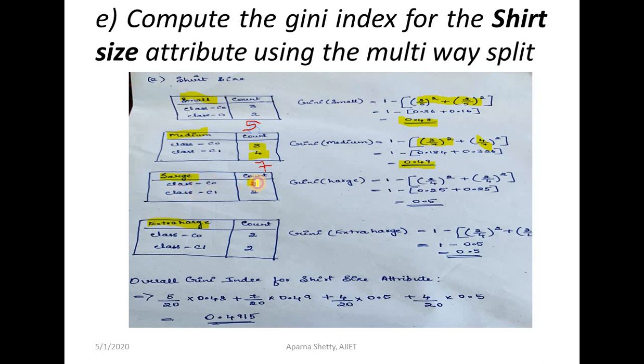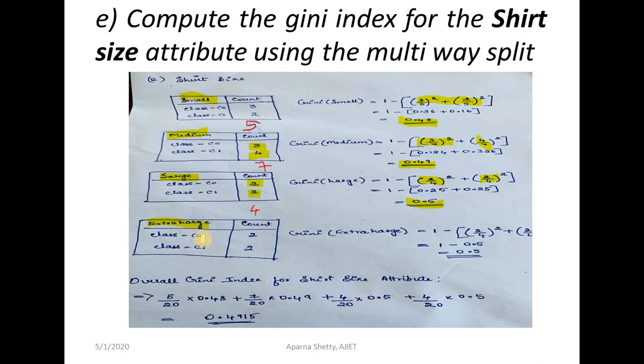Count the number of records that belong to class 0, which is 2. The number of records that belong to class 1 is also 2. Here the total number of records of shirt size large is 4, that is 2 plus 2. Hence Gini for large is 1 minus (2 divided by 4) the whole square plus (2 divided by 4) the whole square. You will get 0.5.